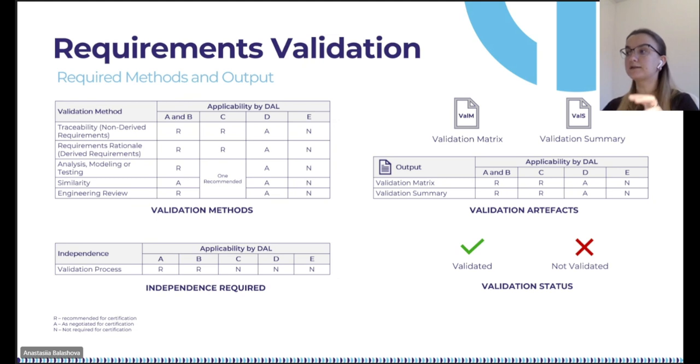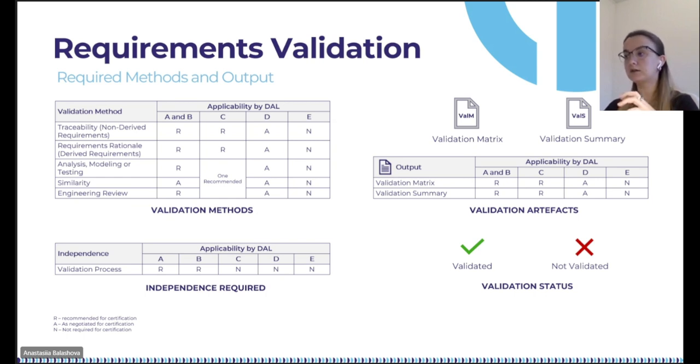For example, for DAL C, it's enough to use three methods: traceability, requirements rationale for derived requirements, and one more from the list. For A and B, it should be at least four. In addition, for A and B levels, independence should apply. There are two outputs of the validation process: the validation matrix with validation status, whether the requirement is validated or not, and the validation summary. Revision B of ARP4754 gives us more flexibility in required validation methods.